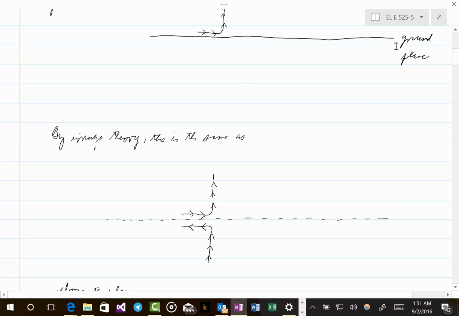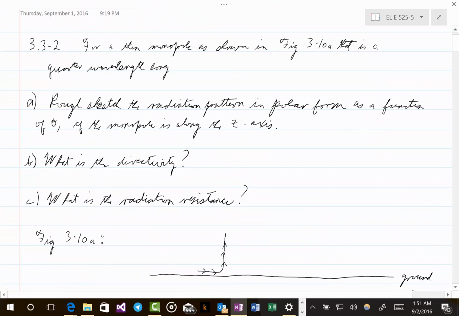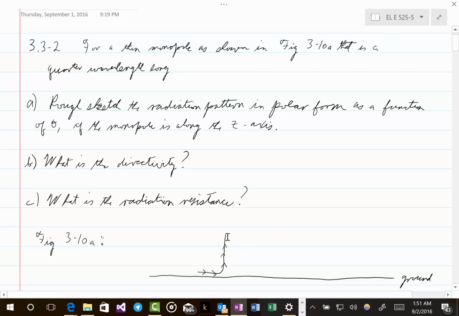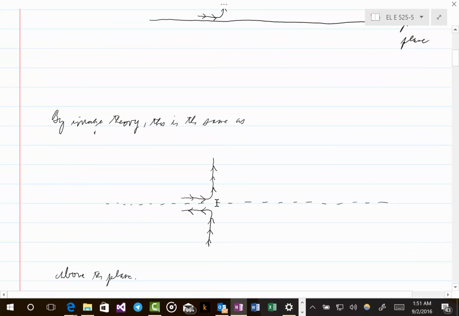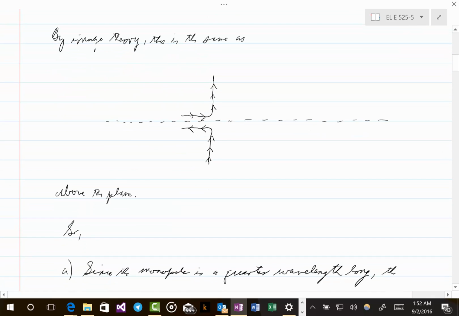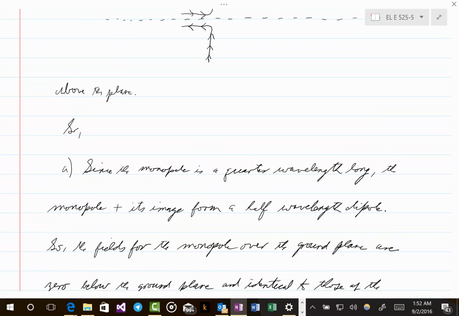And furthermore, remember, we're told in the statement of the problem that this is a quarter wavelength monopole. So that means that from the ground plane to the top of this segment is a quarter wavelength. And so for the problem down here for this dipole, it would be a quarter wavelength from here to the top, and then a quarter wavelength from here to here. So altogether, this is a half wavelength dipole. And we have information about the half wavelength dipole that we will be able to use in this problem. So now we're ready to go ahead and proceed with the problem.